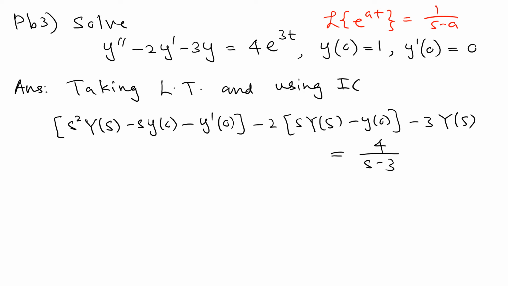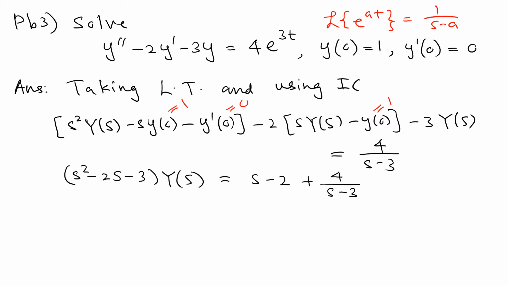Now what we do, we're going to plug in the conditions. So y(0) equal 1, you can see this is 1. And then y prime (0) equals 0, so the second term is 0. So you can write it like this now. Now we can simplify the right hand side. Just taking the common denominator, we can write it like this.